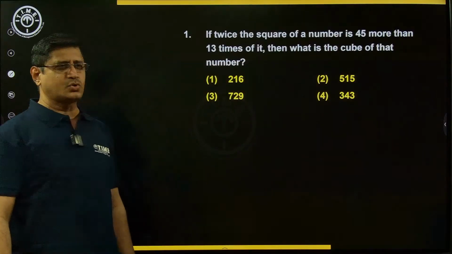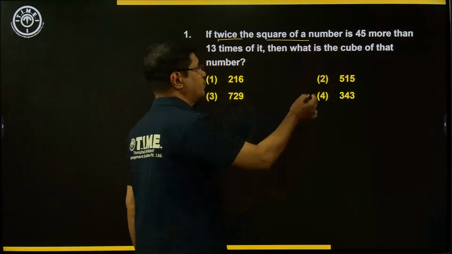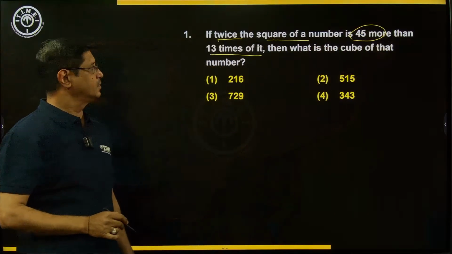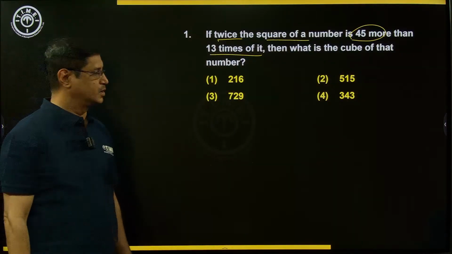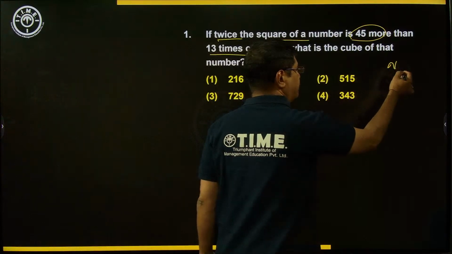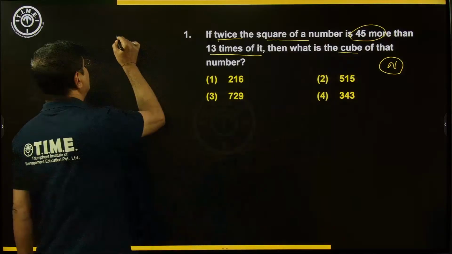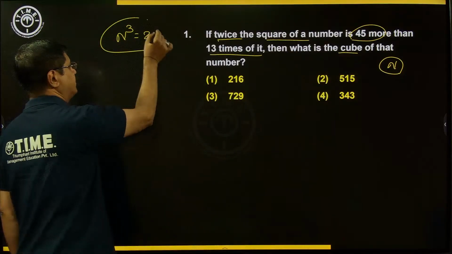Now look at the first example on your screen. If twice the square of a number is 45 more than 13 times of it, then what is the cube of the number? Now number, let us assume n. What we need to find? Cube of the number to be found. Cube of the number means n cube to be found.